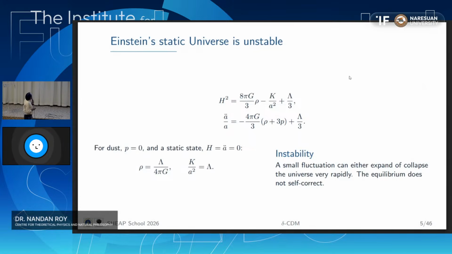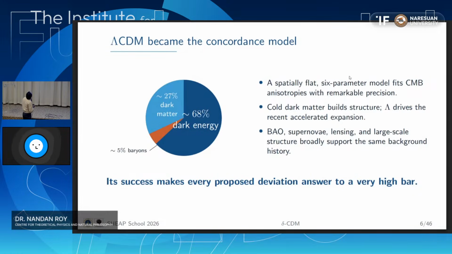But it is very easy to show this setup is very unstable. A small deviation, a small fluctuation, can either expand the universe or collapse it. You all know this behavior. But when lambda entered research more actively in 1998, it became the most probable candidate for accelerated expansion.